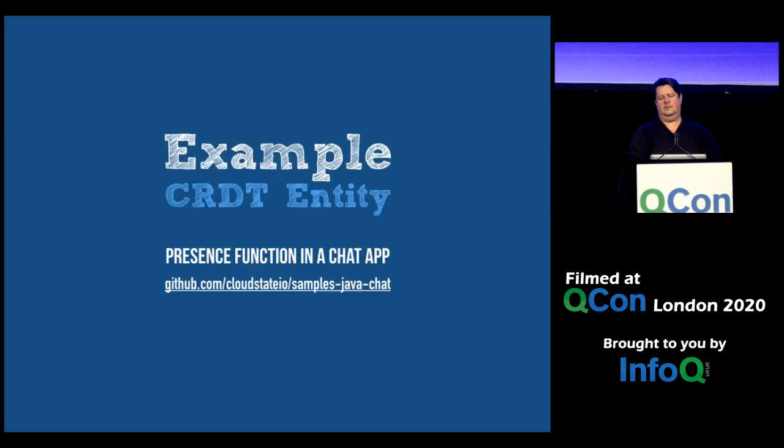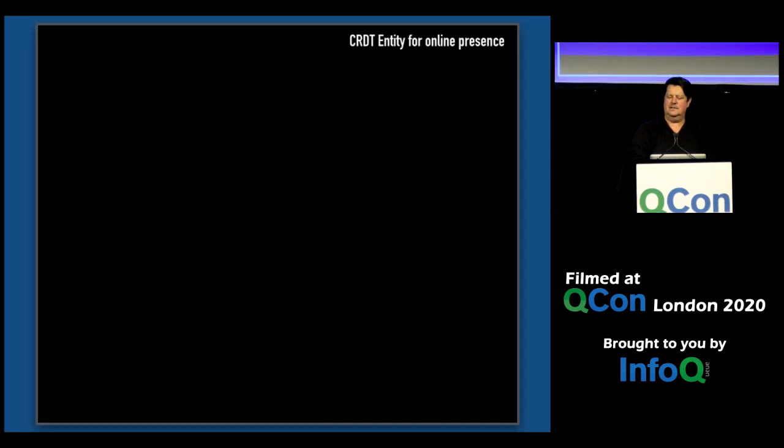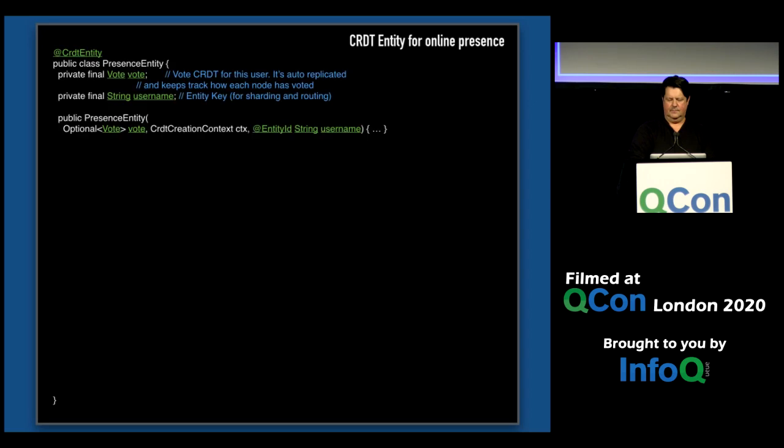So just a quick CRDT entity example. This is one that was developed by Viktor Klang, who's the head architect on the Cloudstate team. He's also called the Legend of Klang, works for Lightbend. This is just a simple chat app, and this is a presence CRDT that says simply, is the user online or not? And this is an agreed upon value among all the nodes, is the user online?